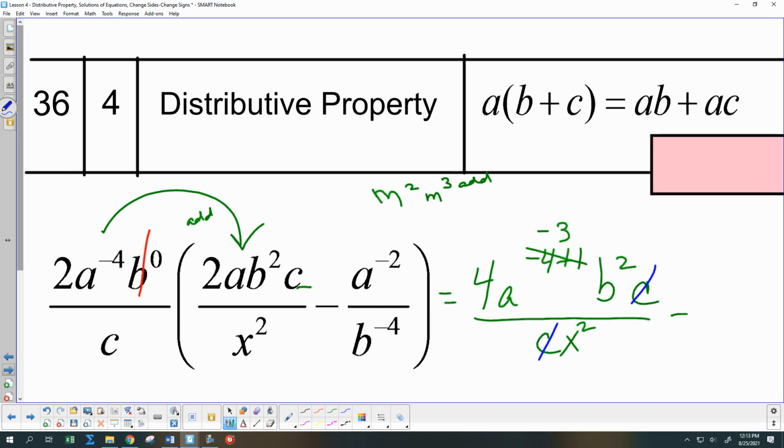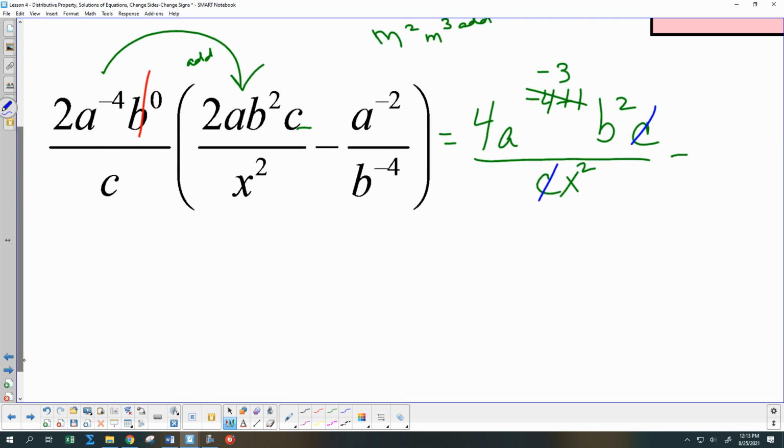So that means that this first term is going to be, I've got my 4, and then I have an a to the minus 3. So it's going to go downstairs as a plus 3. And then I've got the b squared in the numerator, c's are gone, and I've got x squared, so that's my first term of this. Thumbs up, thumbs down.